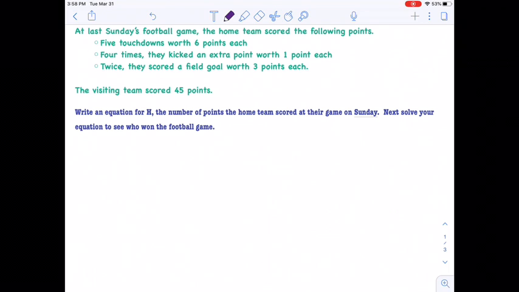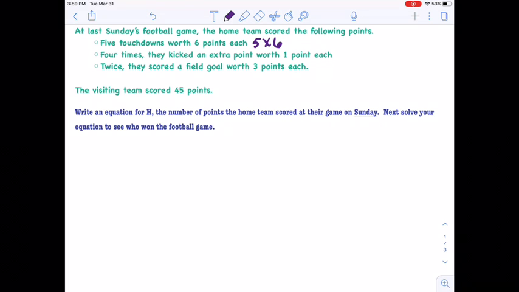So it looks to me like the first thing we need to do is figure out how many points the home team scored. So let's start with one line of this at a time. 5 touchdowns worth 6 points each. If we needed to figure out how many points that was, what would we do? Well, for every touchdown they scored, they got 6 points. So that's 6 points for the first one, 6 points for the next one, etc. All 5 touchdowns are worth 6 points each. So that would be 5 times 6. That would tell us how many points they got for touchdowns.